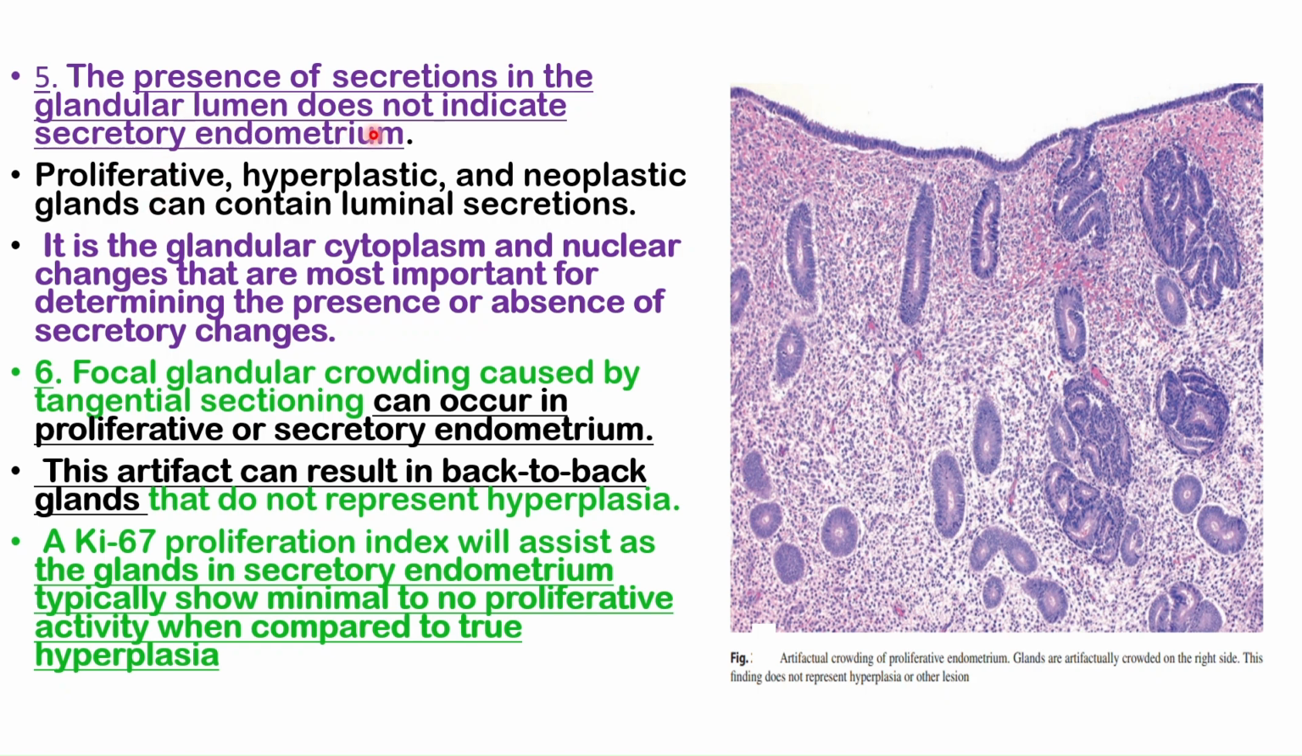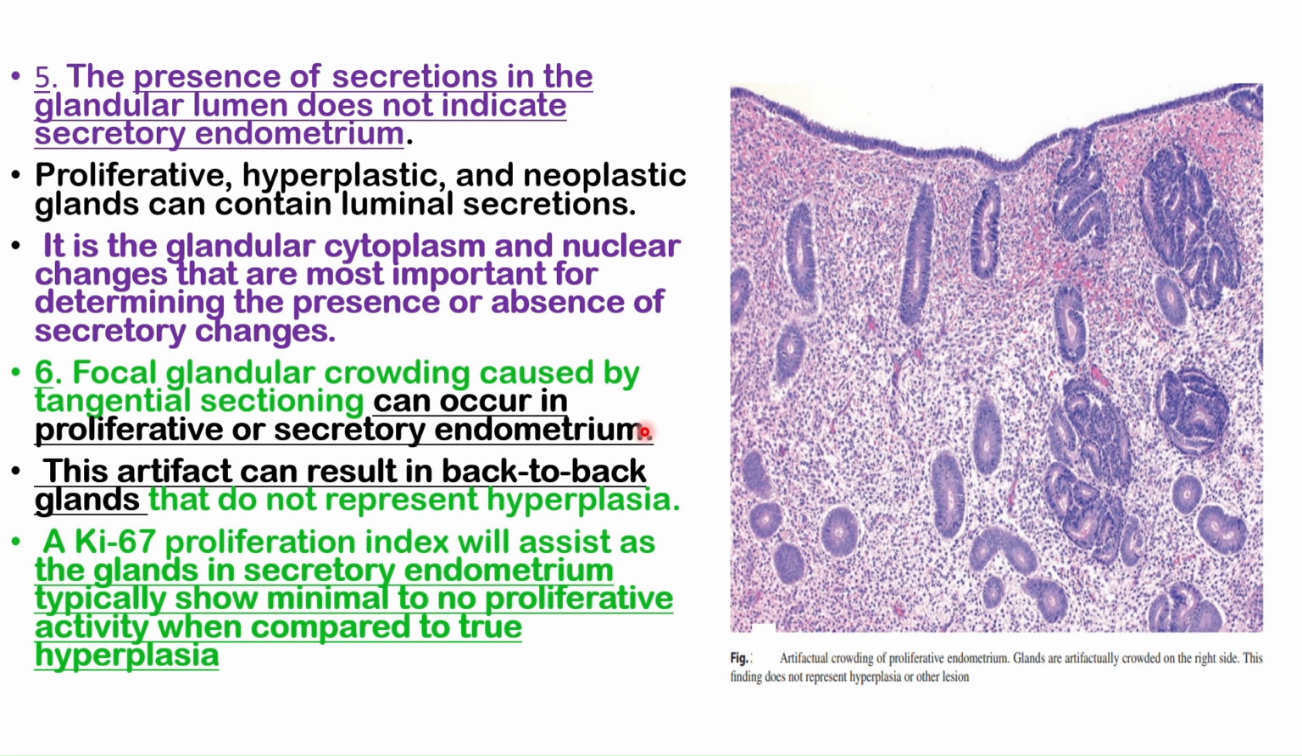Then, presence of secretions in glandular lumen does not indicate secretory endometrium because proliferative or hyperplastic and neoplastic glands can contain luminal secretion. So the most important thing is to see glands and nuclear changes to determine the presence or absence of secretory change. Sixth point, focal glandular crowding caused by tangential sectioning, and it can occur in proliferative or secretory endometrium.